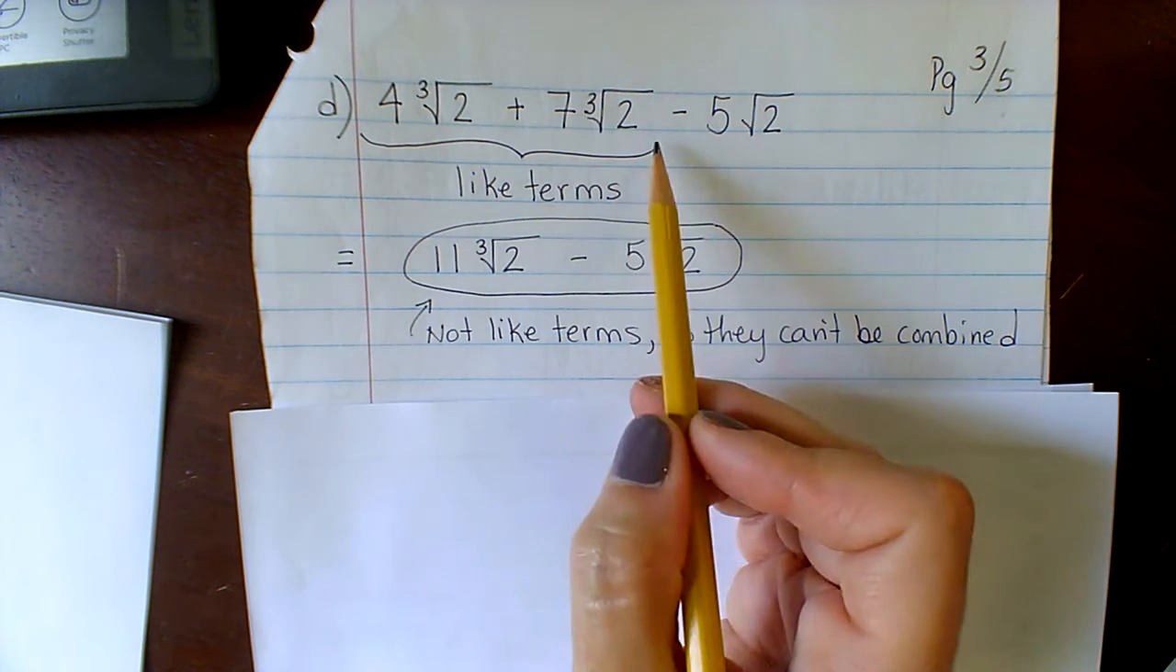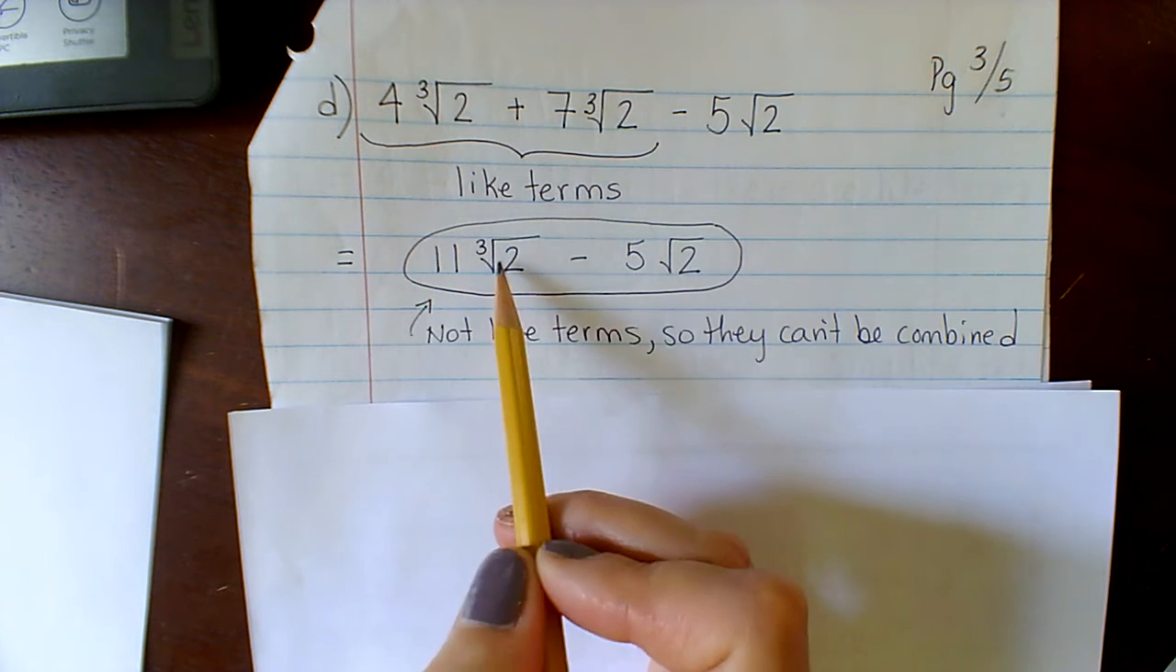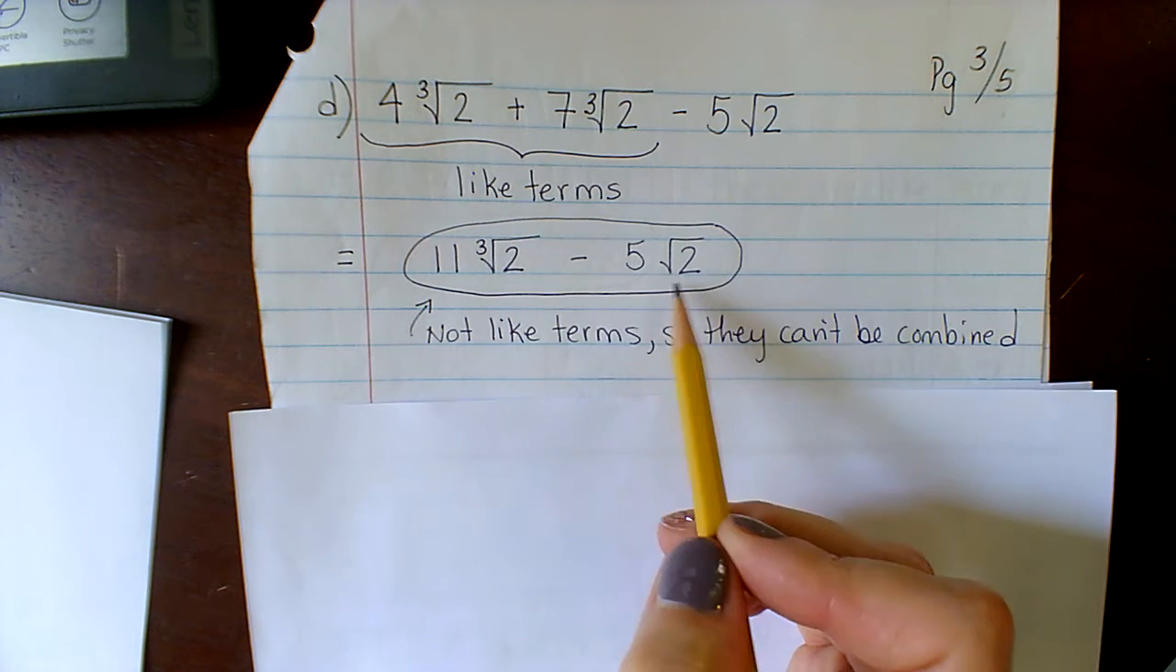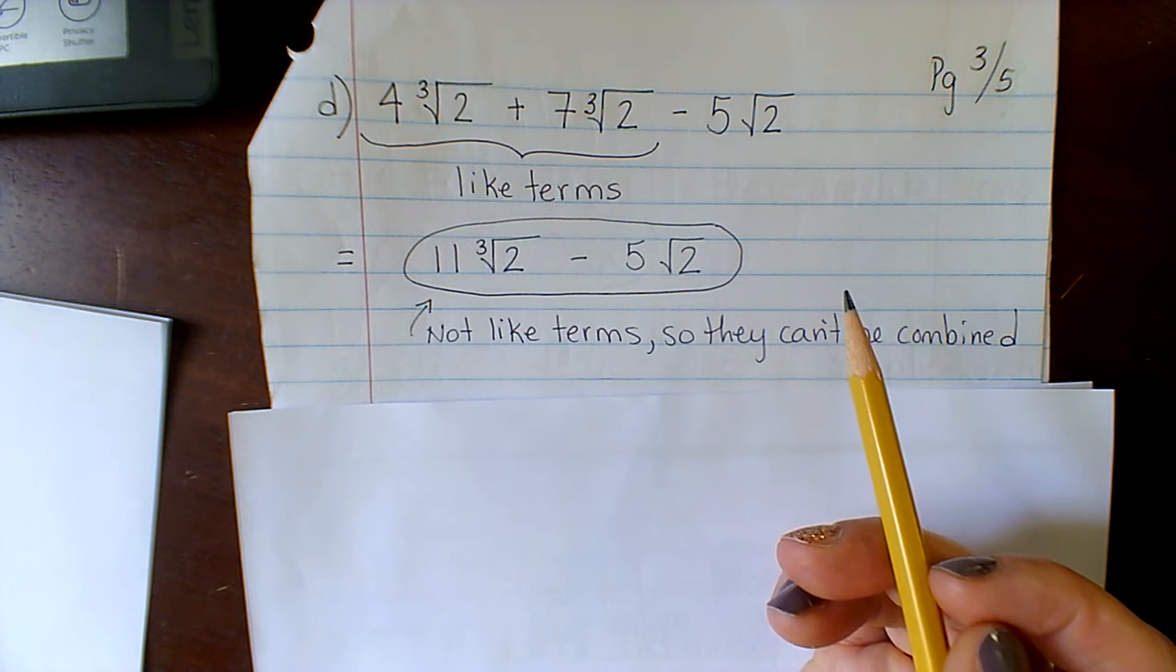So combining those, that'll combine the 4 plus 7 and give me 11 cube root 2. This is just along for the ride. These are not like terms, so they can't be combined. So that's the best you can do with it. Okay.